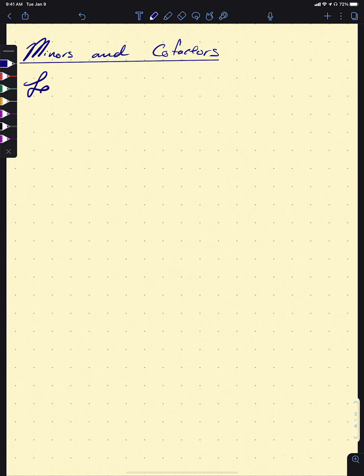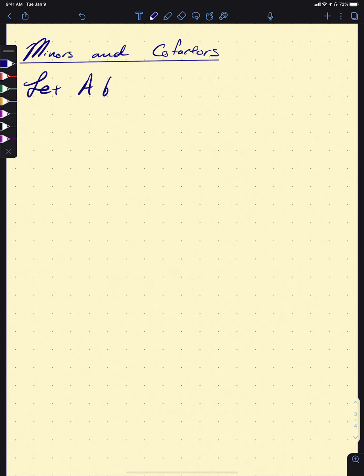But there's two sort of things that we need to look at first, okay? And those are called minors and cofactors, okay? So here's our setup for this.